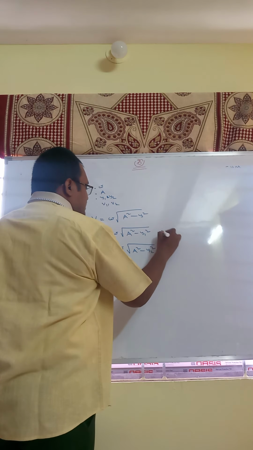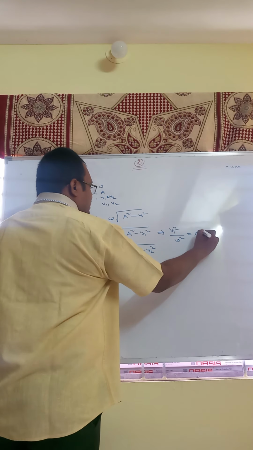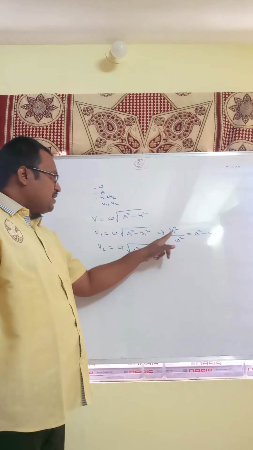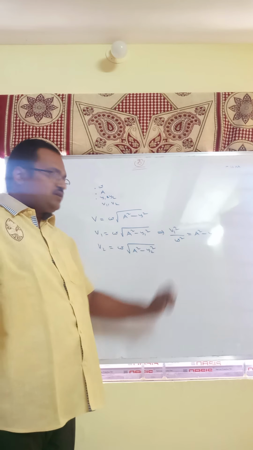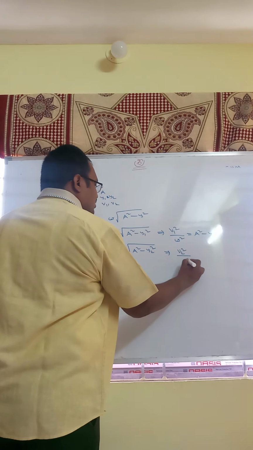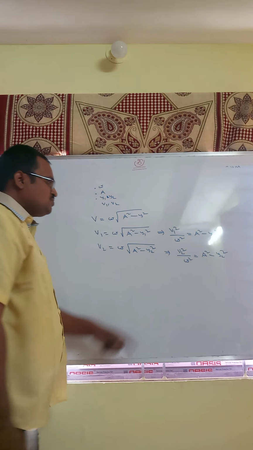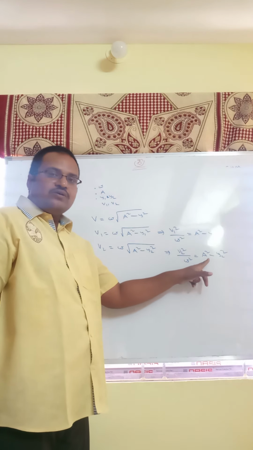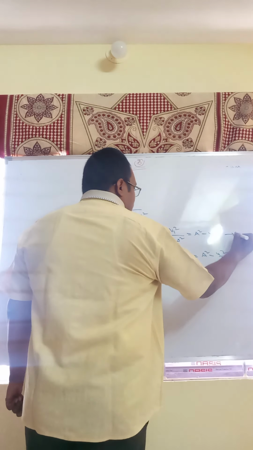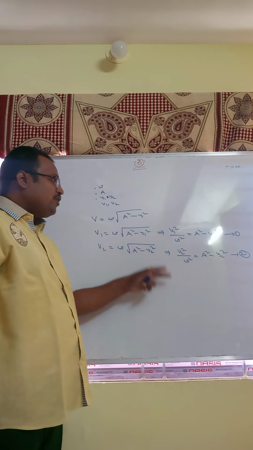Now squaring on both sides, v1 square by omega square equals a square minus y1 square. And for the second one, v2 square by omega square equals a square minus y2 square. Now this is taken as equation 1 and this one is equation 2. Now what we have to do?